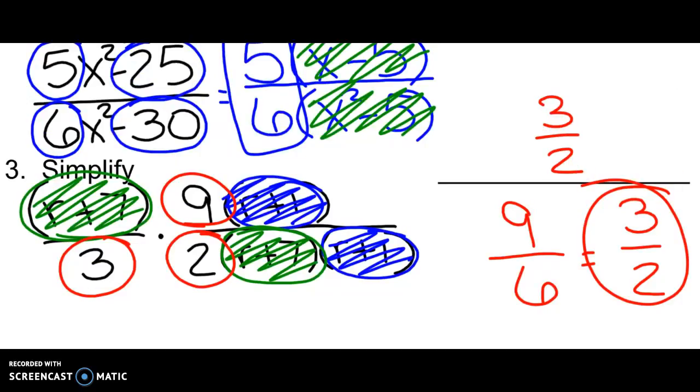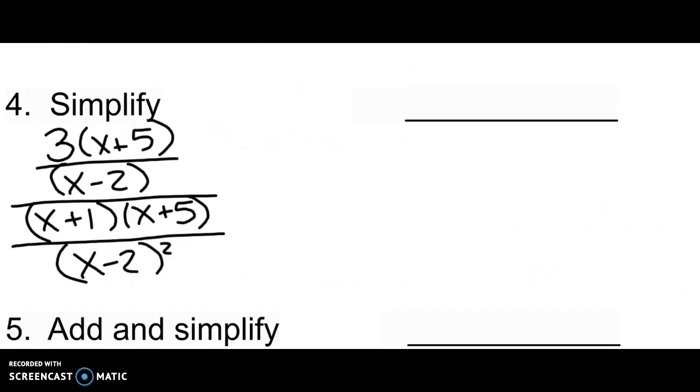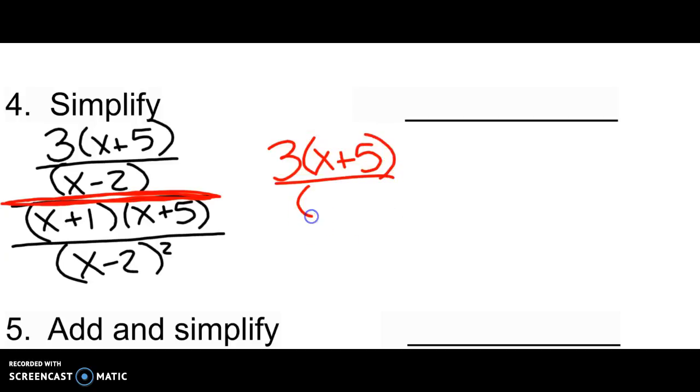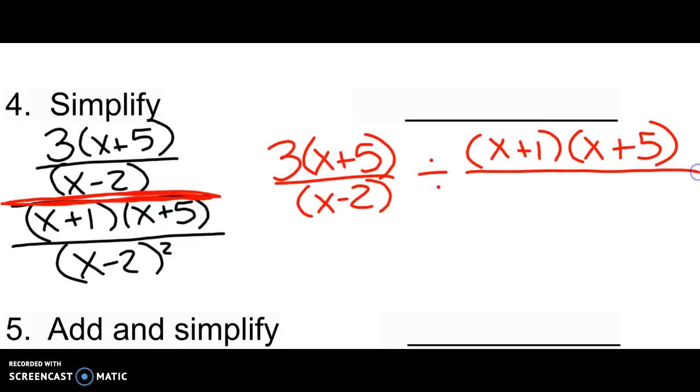All right, the next one, the division problem. Oh, that's not it. There's our division problem. Okay, let's rewrite this. Remember, this is division. And you don't have to do this step, but it basically looks like this if you were going to write it out horizontally, divided by x plus 1 over x plus 5 all over. Now, this is x minus 2 all squared. So that's really x minus 2 times x minus 2.